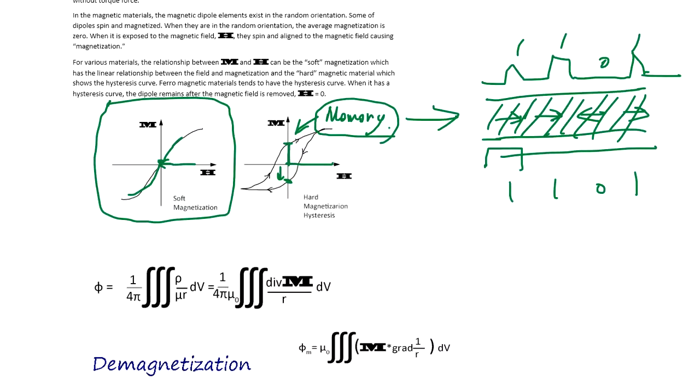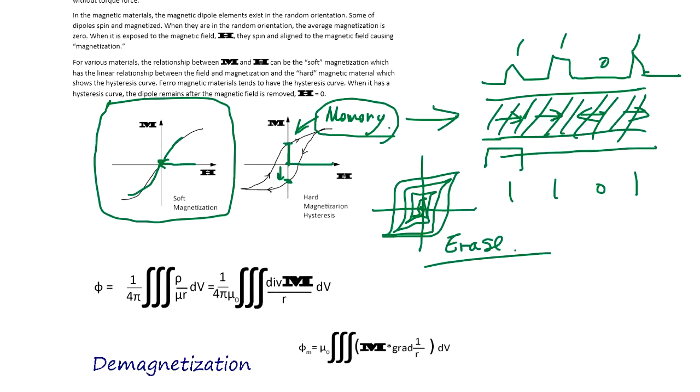How to erase this? When you have a hysteresis loop, what they do is they apply a magnetic field, and the second time apply a little bit less, and a little bit less, and a little bit less, and that's a way to erase magnetic memory. So this is the mechanism of making a permanent magnet.